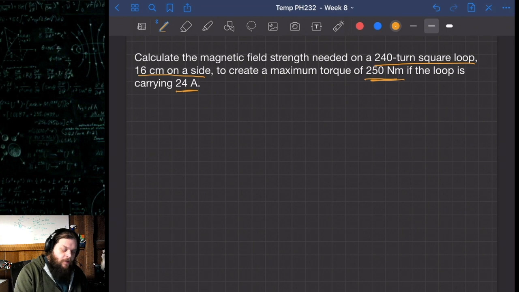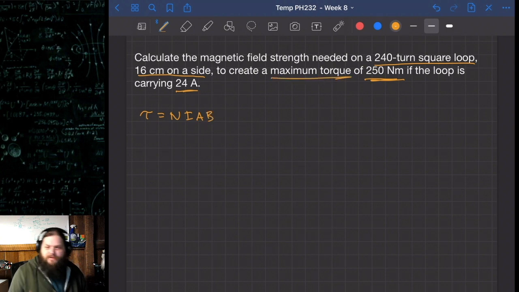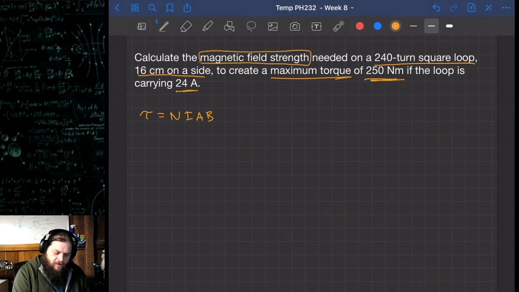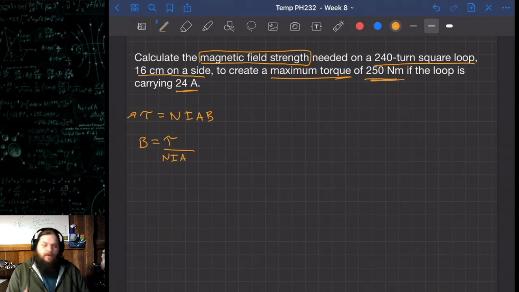Using that equation we just looked at, I say NIAB. Remember, since it's asking for the maximum torque, we can assume that we're at 90 degrees and sine of theta is equal to 1. So we can use that maximum torque. And we want to find the magnetic field strength. So I'm going to solve this equation down here for that. So I can say that B is equal to the torque divided by NIA. So that's the magnetic field strength is equal to the maximum torque divided by the number of loops times the current times the area.